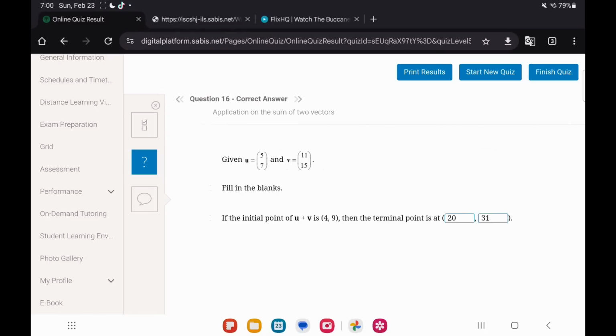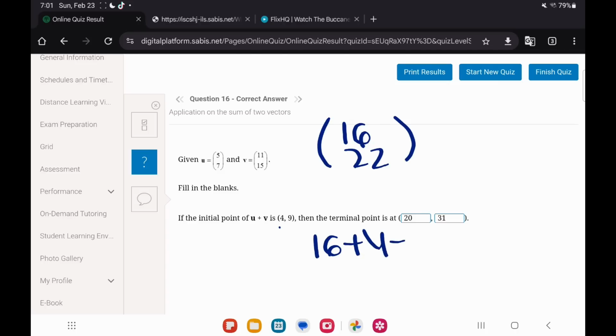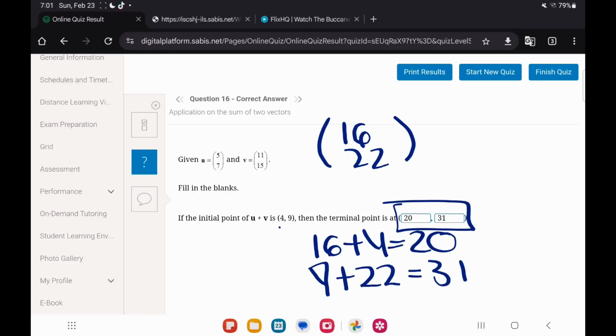Okay. So this one, they want us to do u plus v, and then you also add it to 4, 9, okay? So let's add 5 and 11 is 16, and then 7 plus 15 is 22, okay? And then you add it to 4 and 9, so 16 plus 4 equals 20, and then 9 plus 22 is equal to 31, and these are your coordinates.